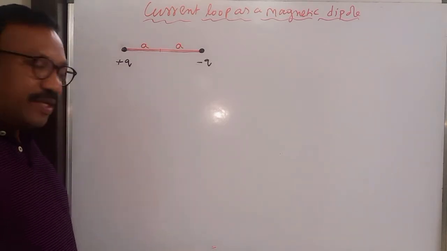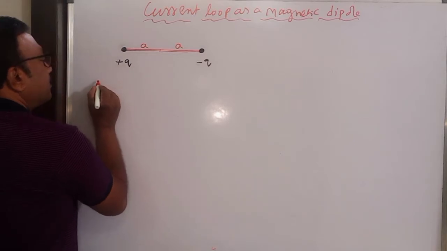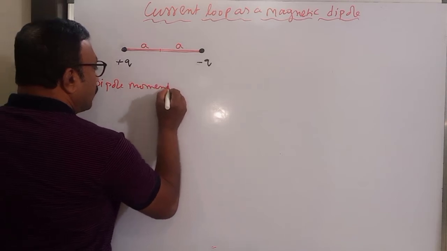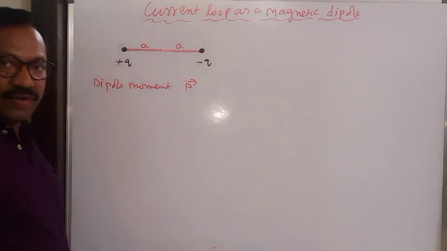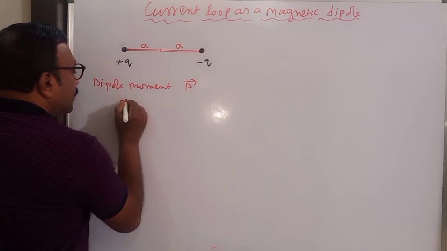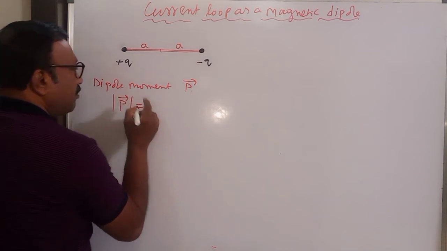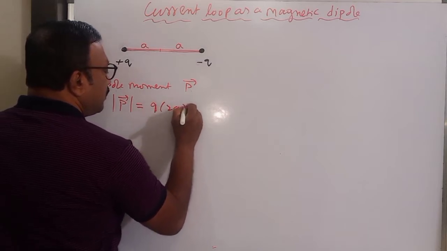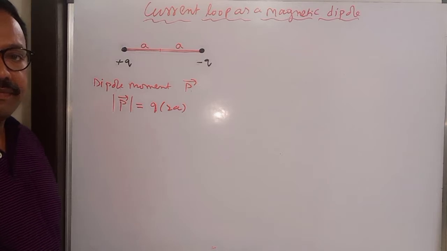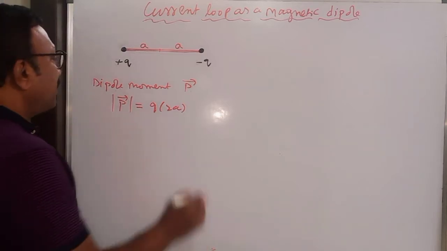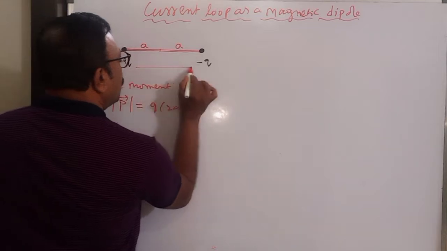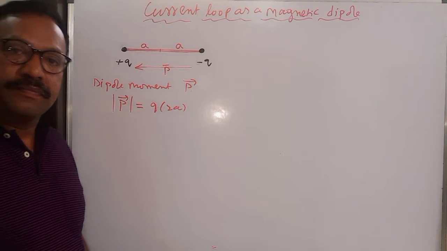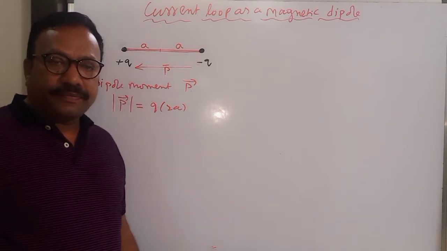Now, do you remember what we defined, which is called the dipole moment? Dipole moment we defined as p bar. It's a vector quantity, and its magnitude is given by the charge times the distance between the charges. And it is a vector quantity, and its direction is always from minus to plus. This is the direction of p bar. I hope you remember this. One more point.